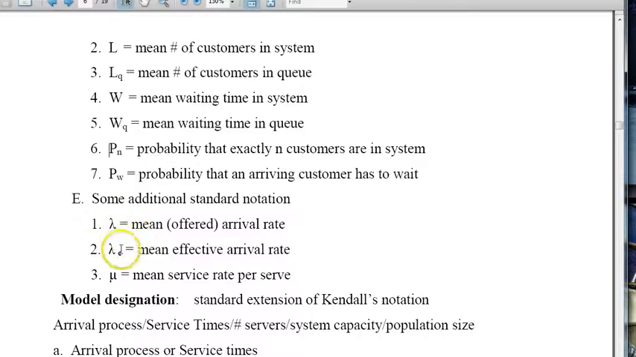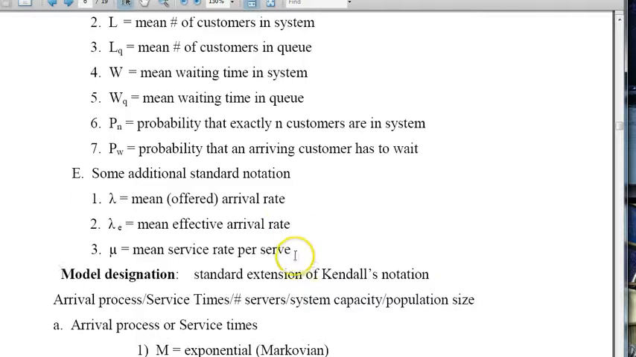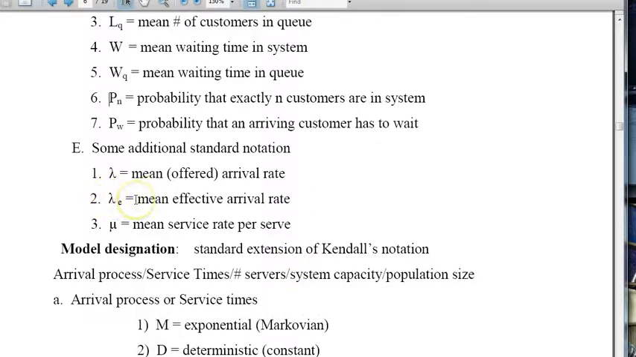If it varies, then we have the lambda e, called the mean effective arrival rate. This is the case when customers arrive, find the system busy, and then they leave. So we only focus on those that enter the system, and we call them the effective arrival rate. And mu is the mean service rate per server. So if I have 2 servers, each one will be working at rate mu. Okay. And I just want to make sure that the key word here is the word rate.